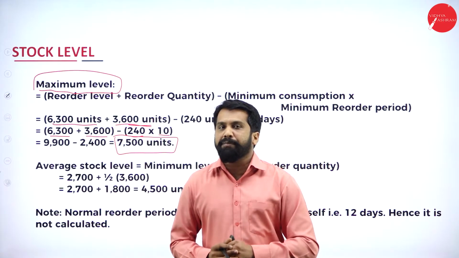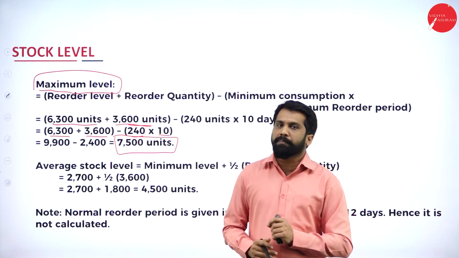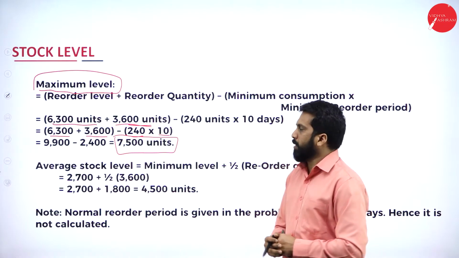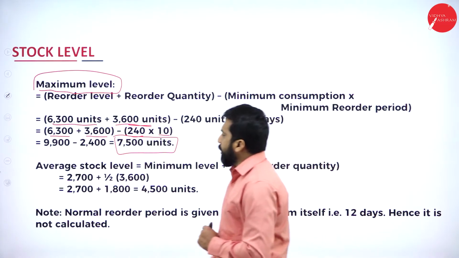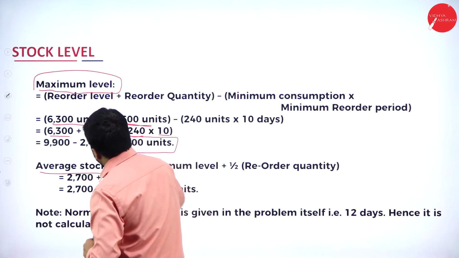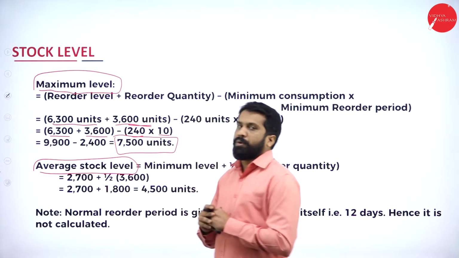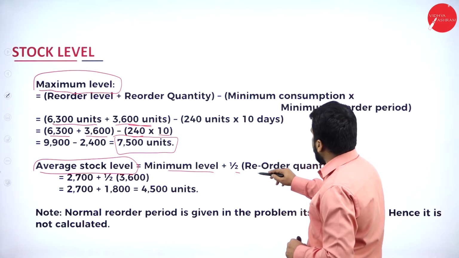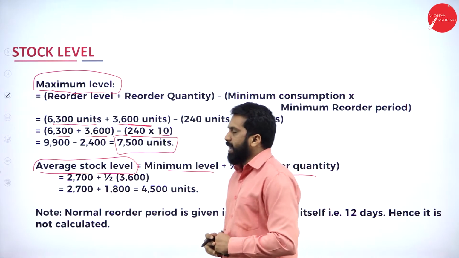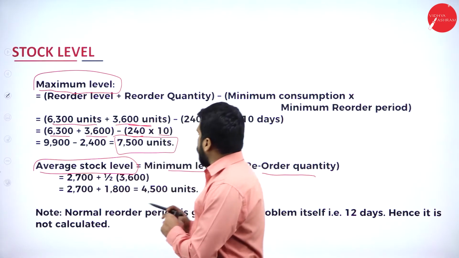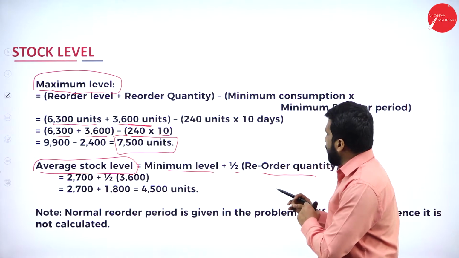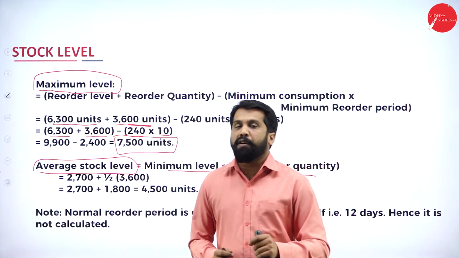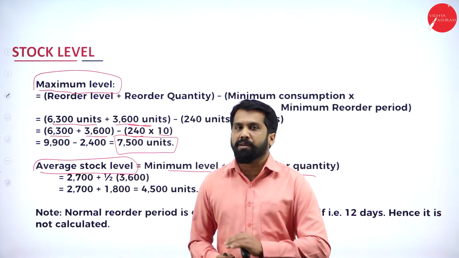I am not explaining any concept of logic here, because everything is based on formula. Whatever formula is given, you have to remember those formulas. Now, this is done. Next, average stock level. It is easy to calculate. What is the formula? Minimum stock level plus half of the reorder quantity. If you do any number of problems, the formula will remain the same. It will not change.